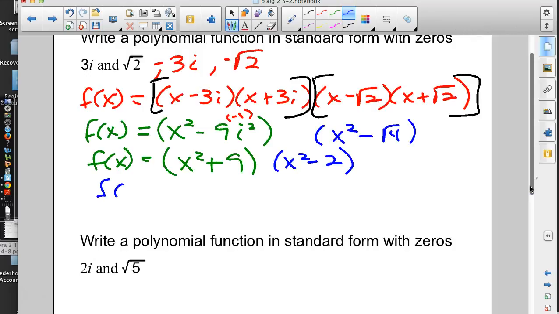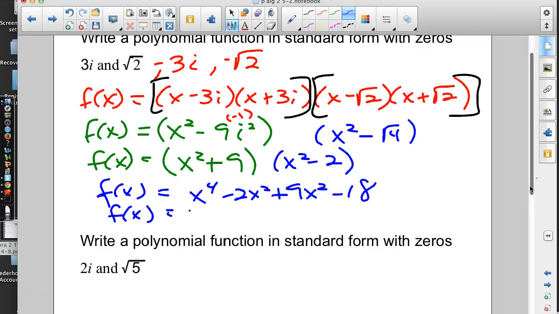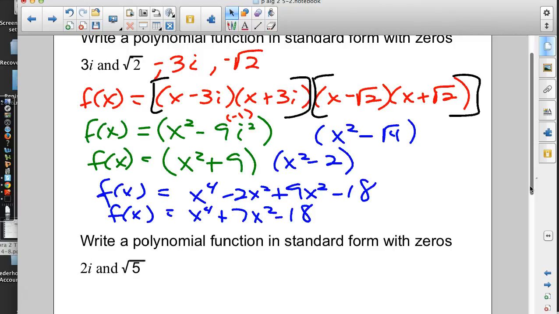f of x equals x to the 4th. Let's see, we've got, well, I'll write it all out. Minus 2x squared plus 9x squared minus 18, and then we just simplify a little bit. But I have bad news. We can't check this on the graphing calculator. How come?